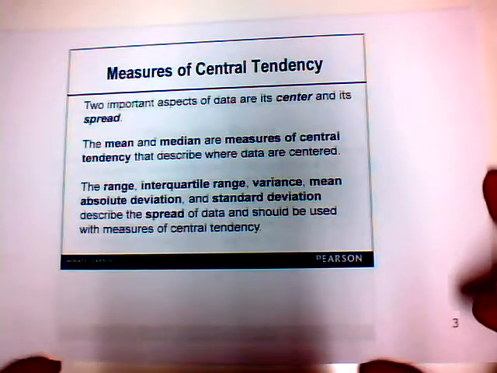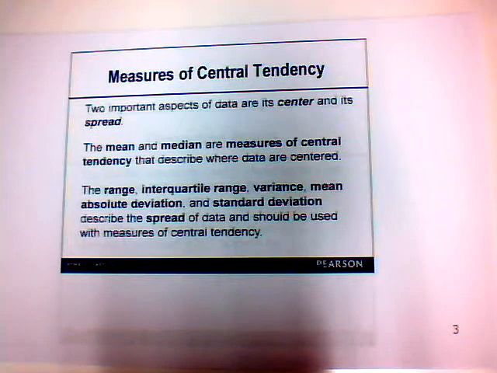Okay, let's go ahead and go into measures of central tendency. Here we've got two important aspects of data: its center and spread. The mean and median are measures of central tendency that describe where the data are centered. And then you've got the range, interquartile range, variance, mean absolute deviation, and standard deviation. They describe the spread of the data and should be used with measures of central tendency.